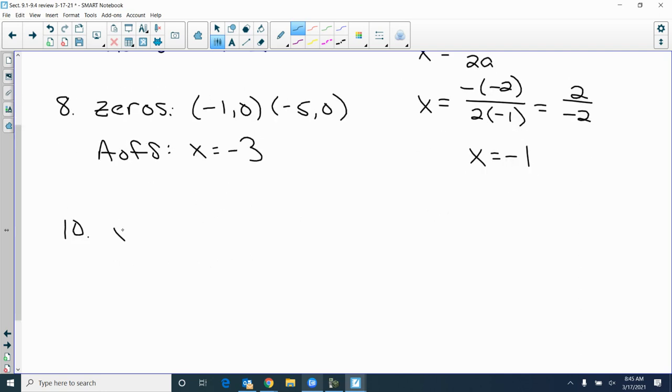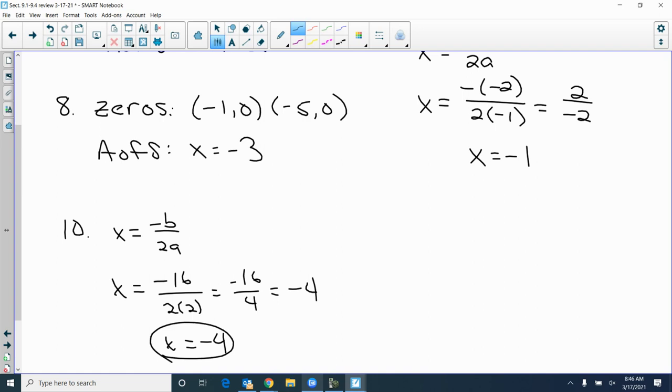Okay. So 10 would be the same idea. X equals -b over 2a. What goes in for those values? Rachel, what do you have going in for B? What do you think goes in for B and what goes in for A? Go ahead, Con. I had -16 for B. Okay, and what about A? 2 times 2. So I got negative 16 over 4, which is negative 4. So it should be x equals negative 4, not the ordered pair. Okay, not the ordered pair.